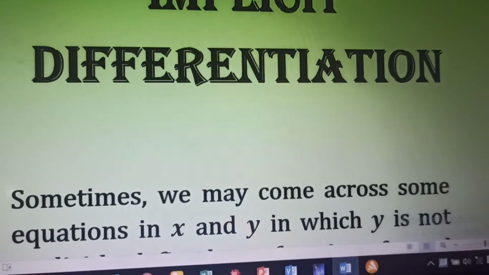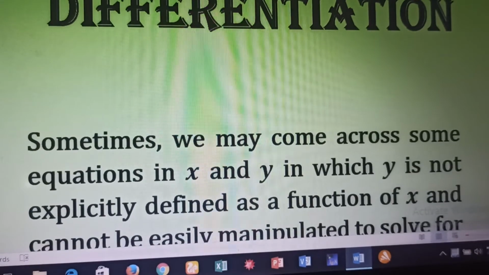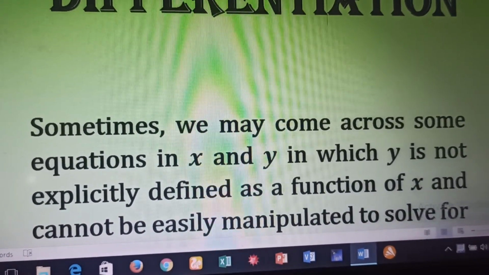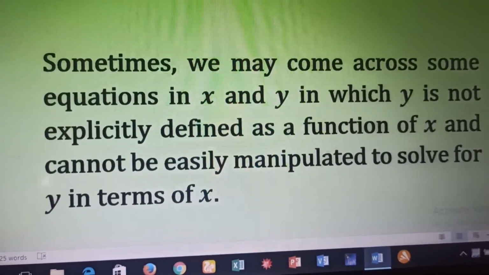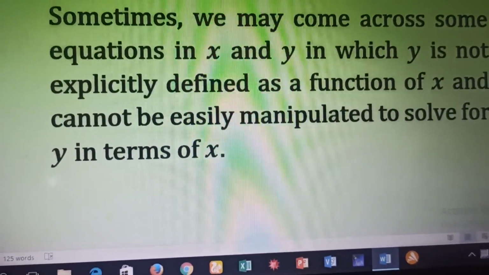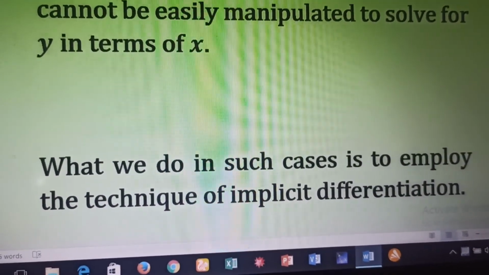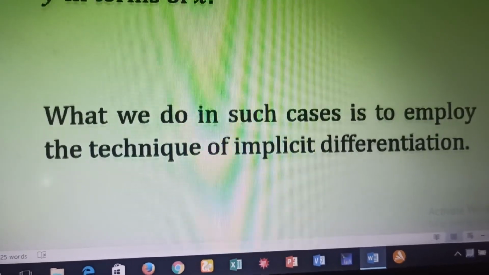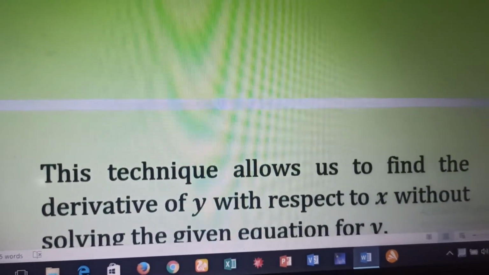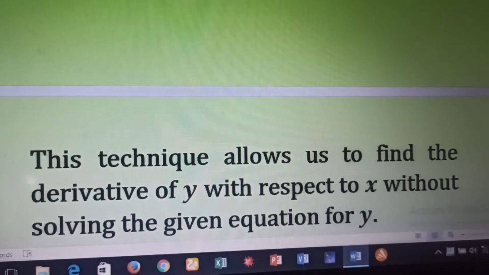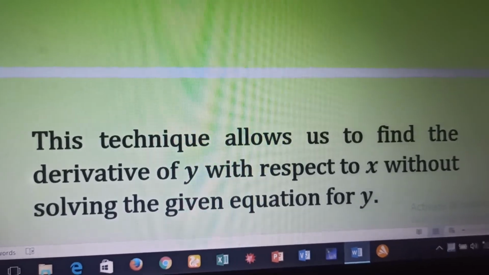You see, sometimes we may come across some equations in x and y in which y is not explicitly defined as a function of x and cannot be easily manipulated to solve for y in terms of x. What we do in such cases is to employ the technique of implicit differentiation. This technique allows us to find the derivative of y with respect to x without solving the given equation for y.